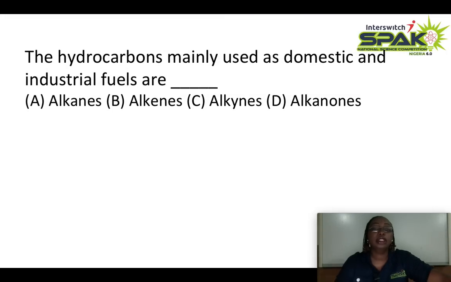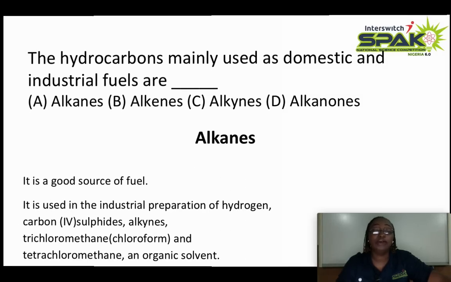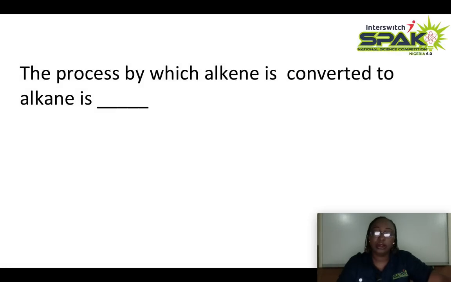The hydrocarbons mainly used as domestic and industrial fuels are, so which one among the options are used as domestic and industrial fuel? And the right answer is alkane. Alkanes are a good source of fuel.